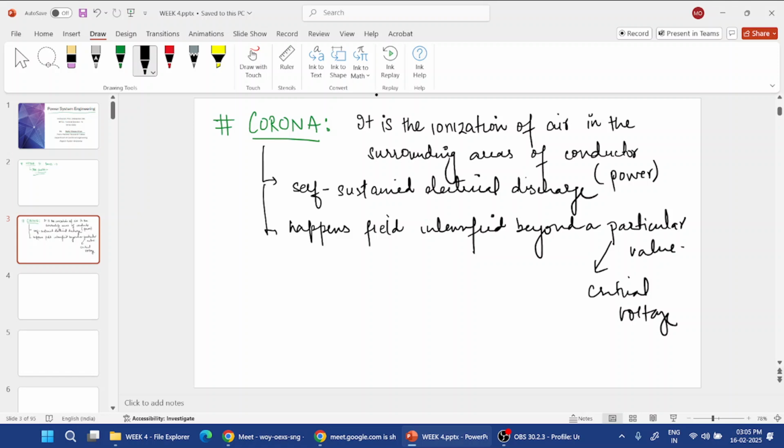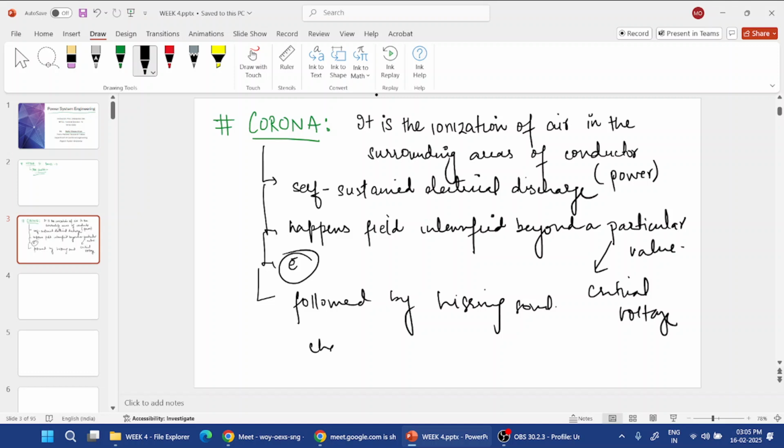What happens is that the electrons around that conductor in the space get, as the potential of the conductor increases, the gradient around the surface of the conductor increases. This leads to the corona, and it is generally followed by a hissing sound. An ozone gas is also found, which can be detected by its characteristic color.